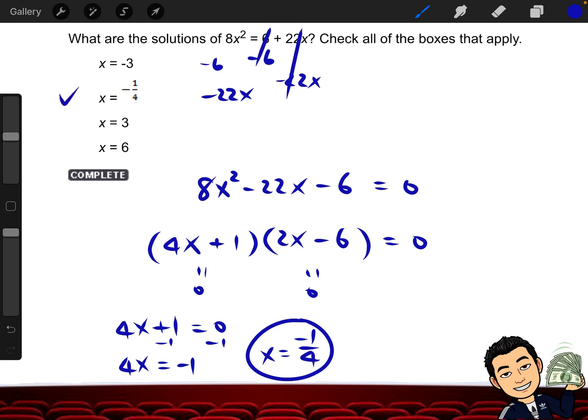And then for the other one, 2x minus 6 equals 0. So add 6 on both sides, so you have 2x equals 6, and divide by 2 on both sides. So you've got x equals 3. So you want to check the third one.